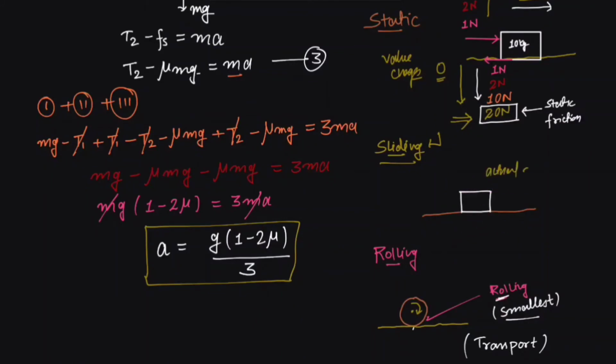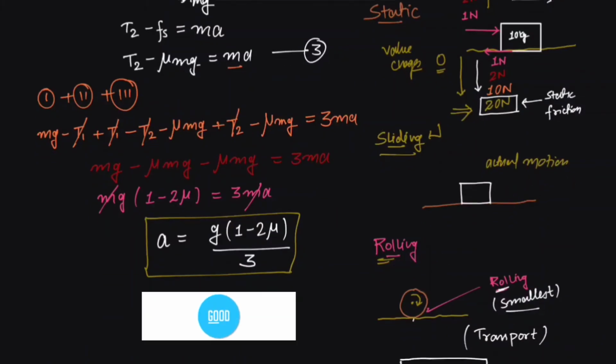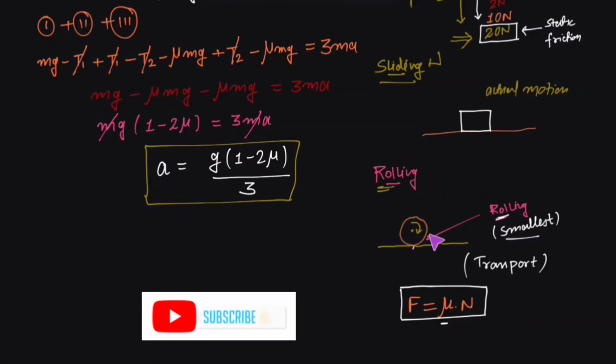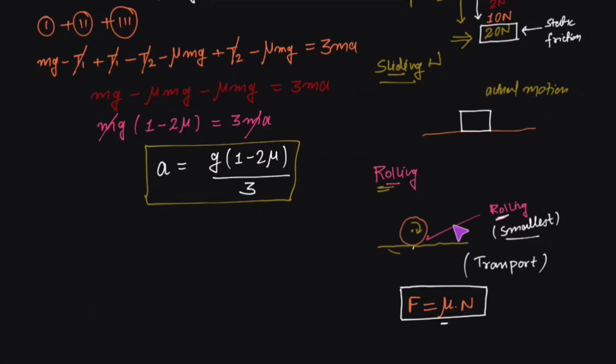Then there is rolling friction. When a car is moving on a road, the tires are actually rolling on the surface of the road. So this kind of friction between tire and road is called rolling friction. And rolling friction is far less in magnitude than static or sliding type of frictions. For all these three categories of friction, one common formula is force of friction is equal to mu n. Mu is the coefficient of friction and n is the normal reaction.